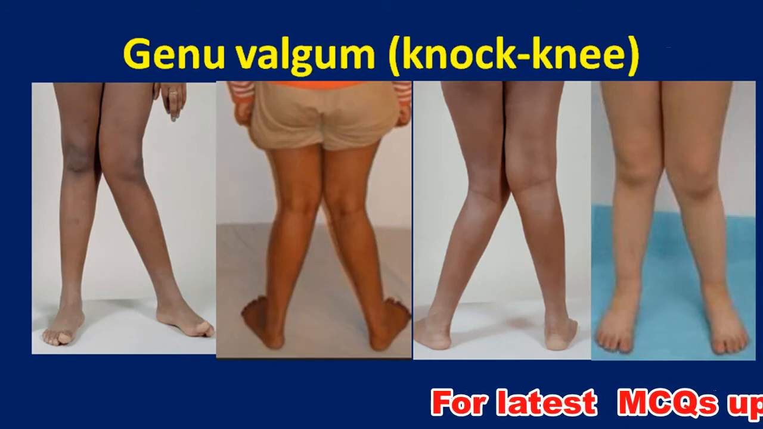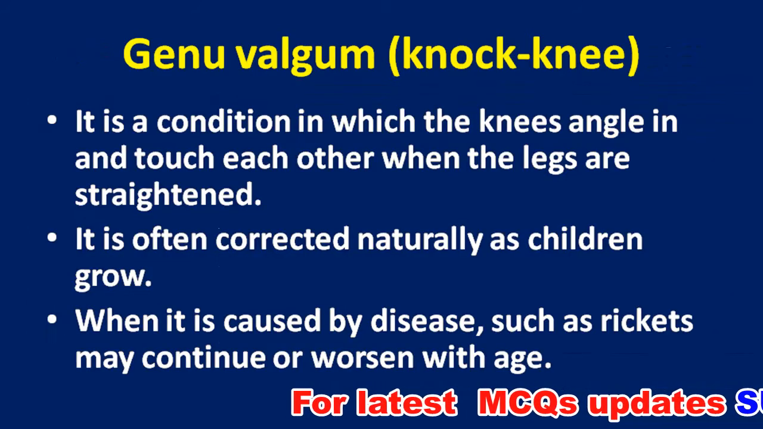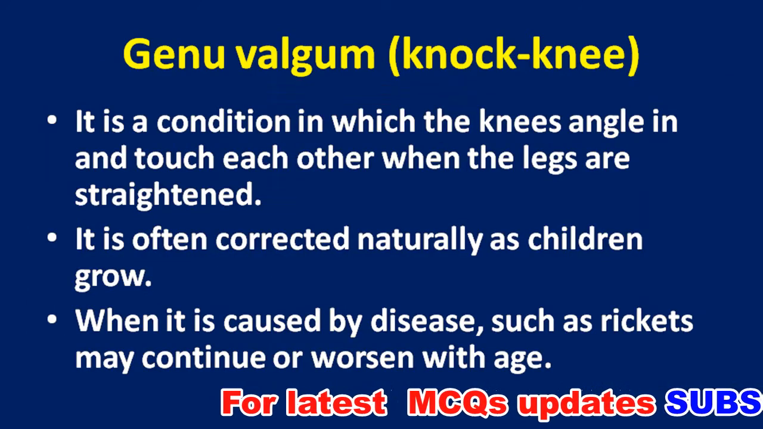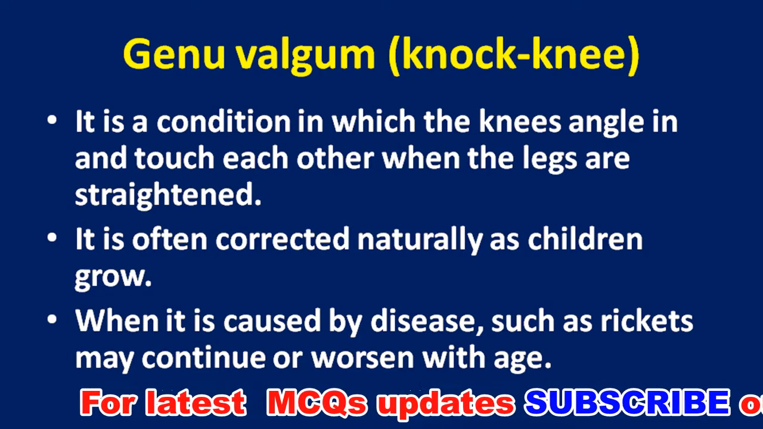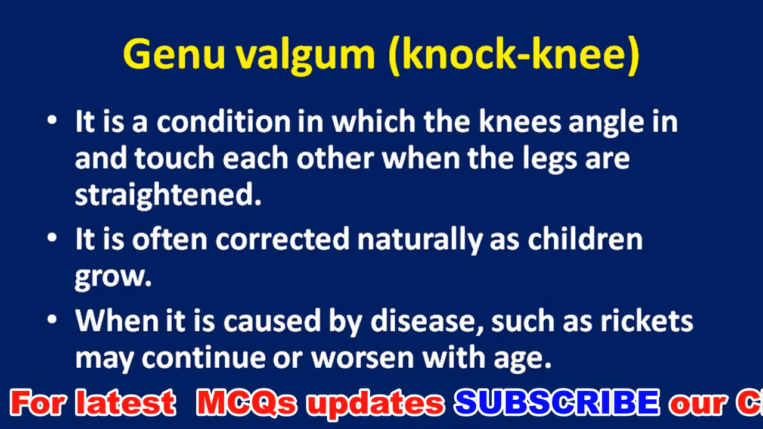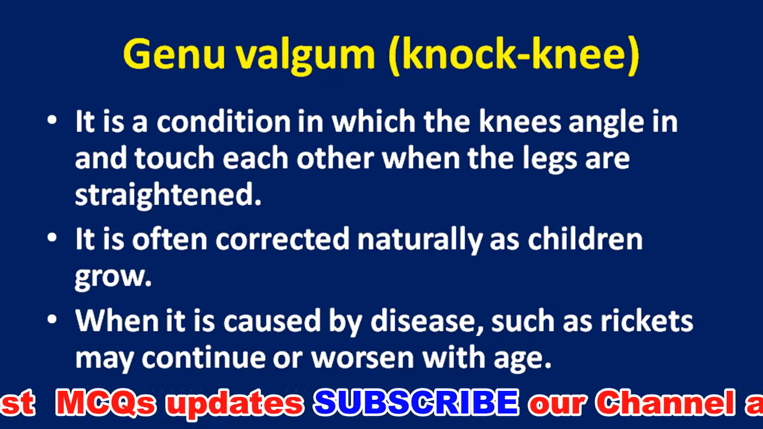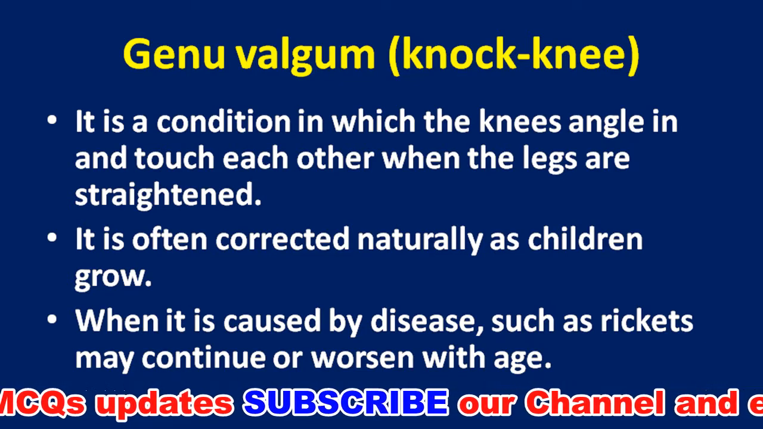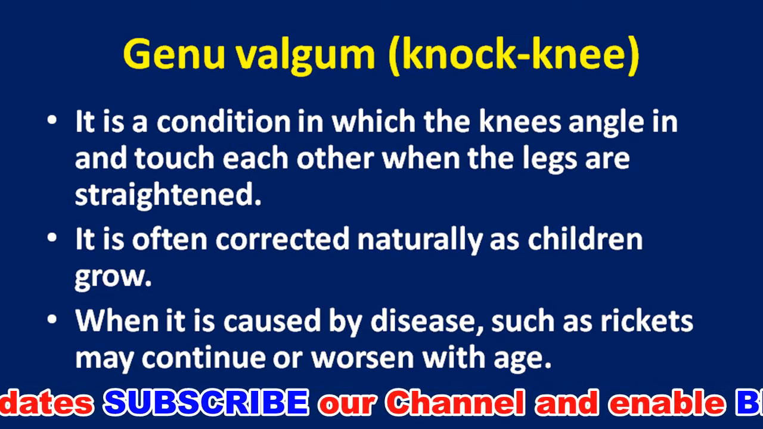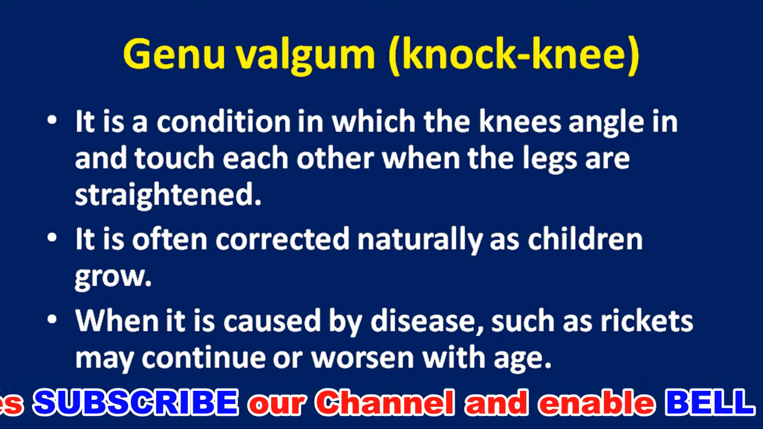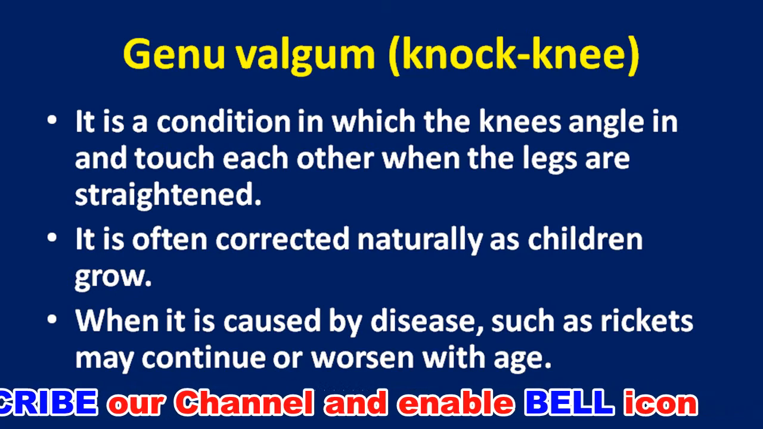The condition is called Genu valgum or knock knee. It is a condition in which the knees angle in and touch each other when the legs are straightened. It is often corrected naturally as children grow. When it is caused by a disease such as rickets, it may continue or worsen with age and it won't get corrected naturally. So here you have to notice the finding that the knees angle in and touch each other.